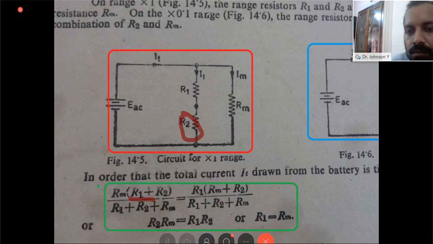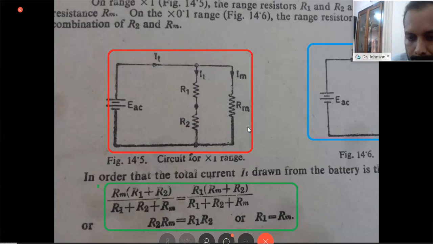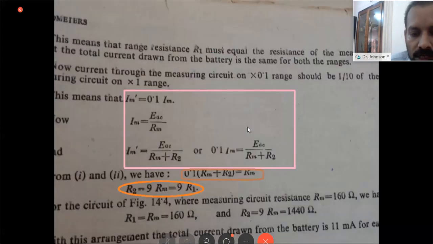Then next, also in a similar way, we analyze it, and again we conclude that R2 is equal to 9R. That is actually a long process. Due to the time constraint, I limit this. So R2 is equal to 9 Rm and Rm is equal to R1. In that way, we can use these resistance values for design purposes.